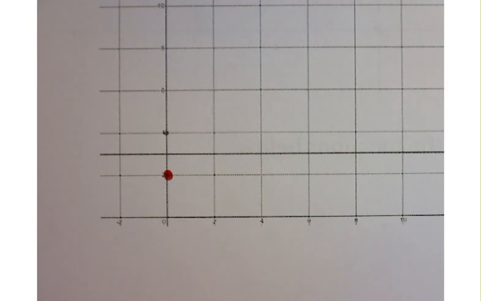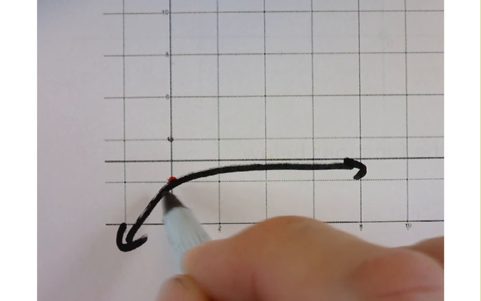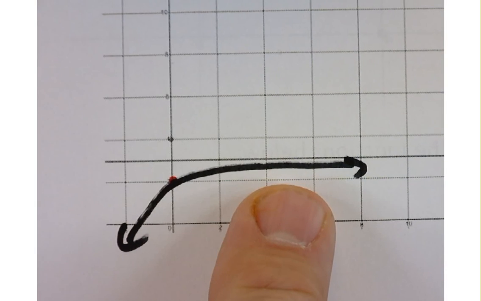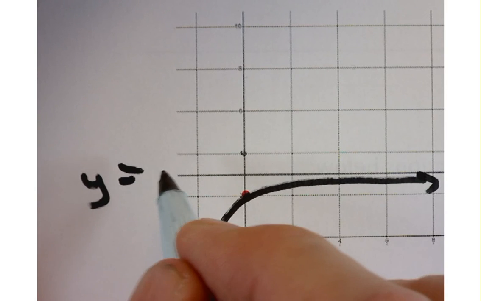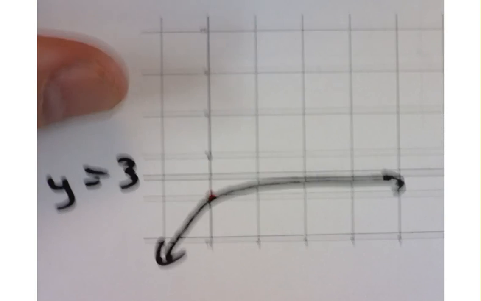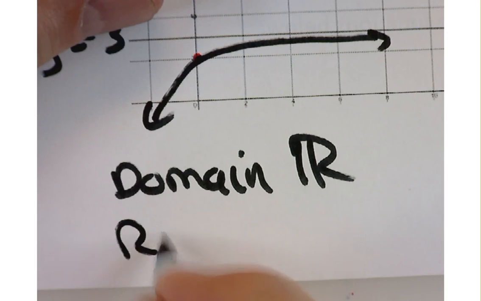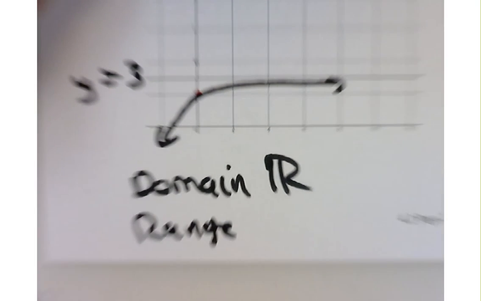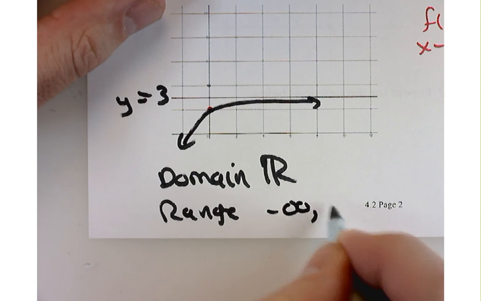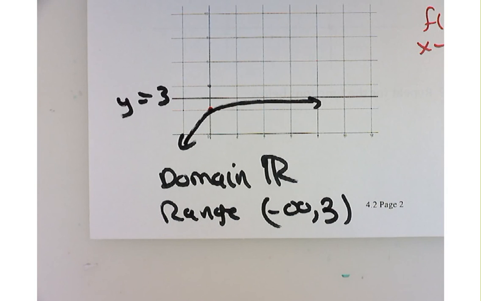Let's sketch that. I've got a point here on my graph at 0, 2. And if I were to redo this graph, I would, because I wasted a lot of space up above. So something roughly like that. Got an increasing function, and then it kind of caps out closer and closer to y equals 3. Our domain is all real numbers. What's the range? Negative infinity to 3. Nice.